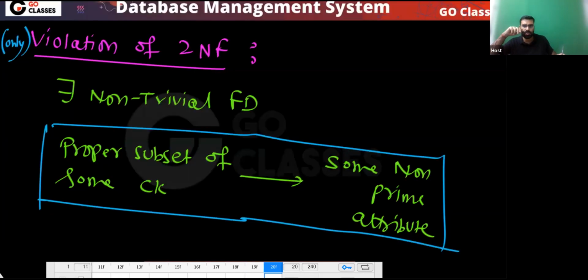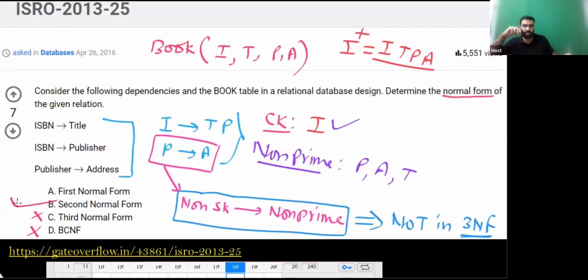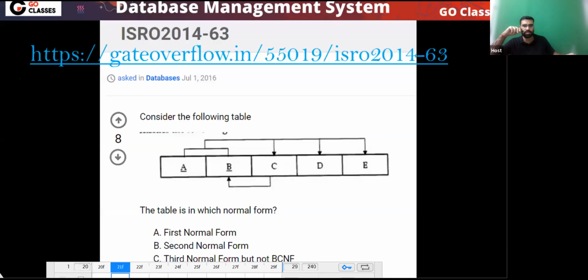Correct? Yes or no? So definitely this is in second normal form. Okay, so this relation is in second normal form, but this is not in third normal form. The violation of third normal form is this. Okay, let's move on. Let's see this question.